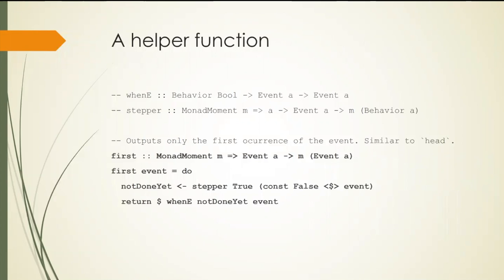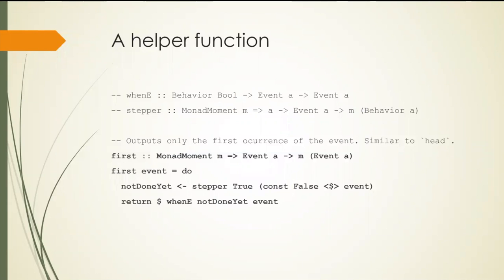What does it do? How does it do that? We have to use the combinators that Reactive Banana provides us with. If you look at the type signatures here, for example stepper, we start with a value of true on the output of stepper. So stepper starts with true, and then as soon as an event happens on the event stream it's listening to, it changes to false, immediately after the event happens.